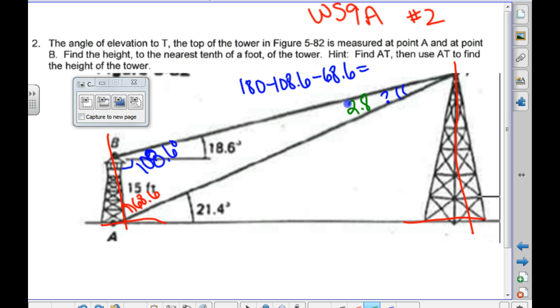2.8. Okay. Now, I know one side of this little green triangle over here that I've badly drawn. I know this 15 down here, right? So I could find either of these two sides. What I want to do is find the height eventually, so I think it would benefit us to find that one. Does that seem okay? And then we can use the right triangle again to find the height.